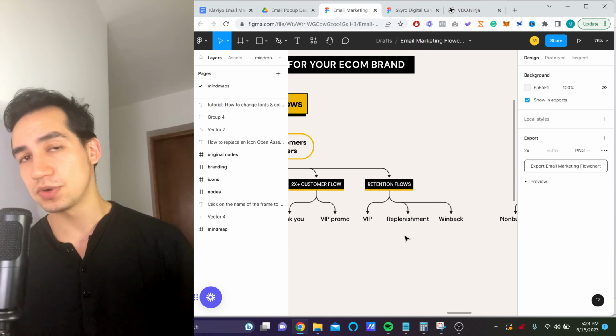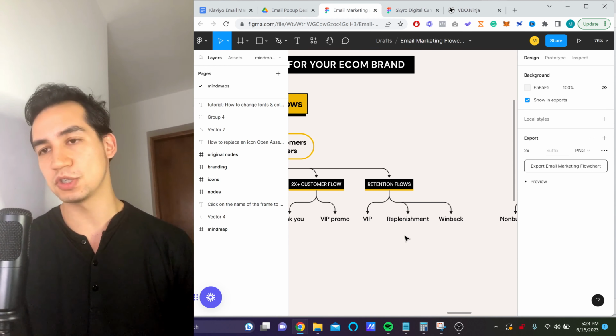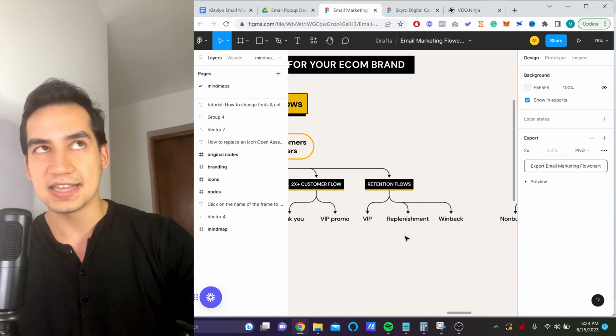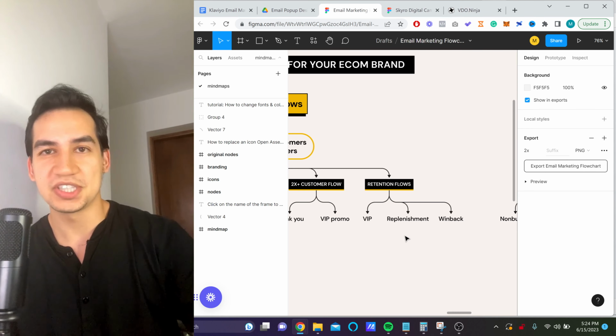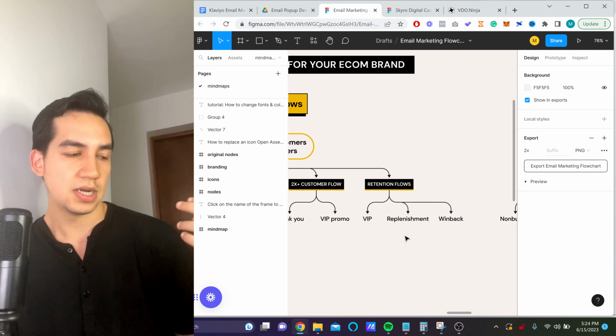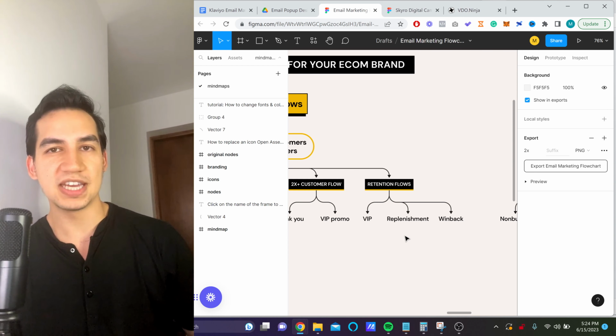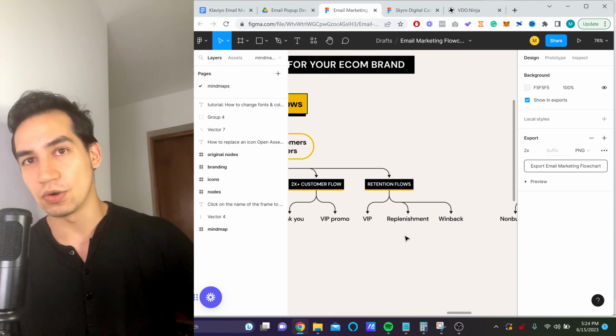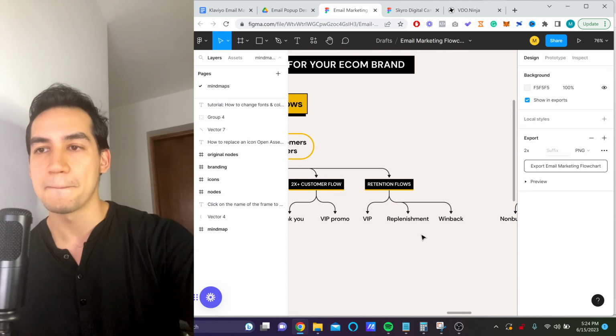Replenishment flow. All right, so not every brand is going to benefit from this. This is mostly going to be for brands that sell replenishable stuff like supplements or skincare. After 30 days, you run out of the product and you need to reorder. That's where the replenishment flow comes in.